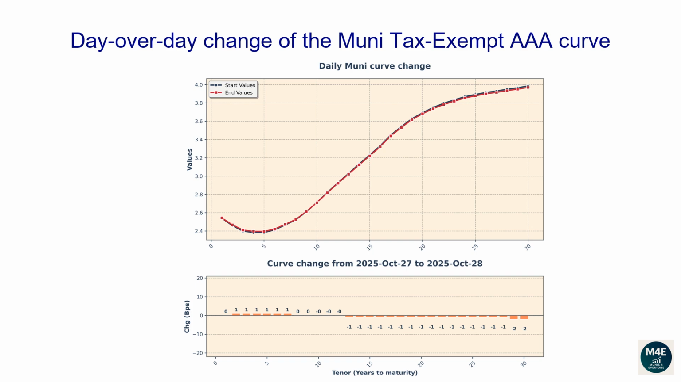The 2-year tenor changed 1 basis points. The 5-year tenor changed 1 basis points. The 10-year tenor changed 0 basis points. The 20-year tenor changed -1 basis points. The 30-year tenor changed -2 basis points.